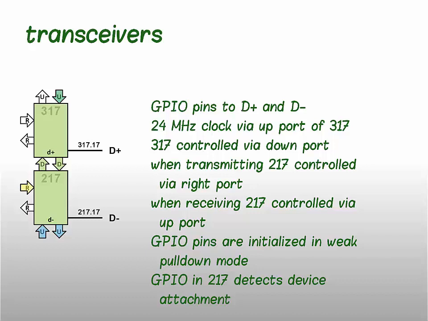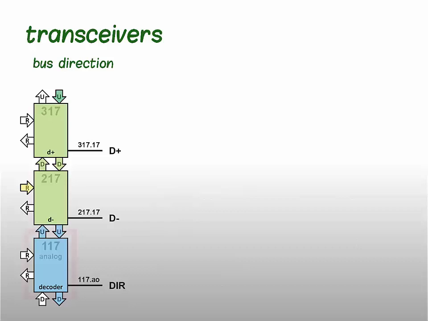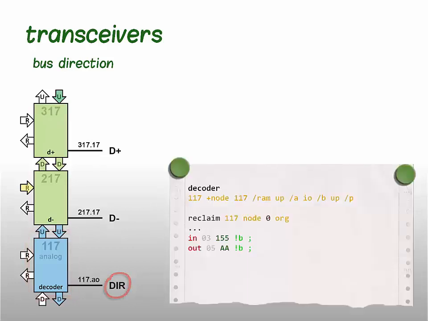Based on desired activity, we have to switch direction of the voltage level shifter. To this end, we use node 117 and its analog output pin. When we want to get data from a device, we call word in to set direction line low, and when we send data to a device, we call word out, which sets direction line high.